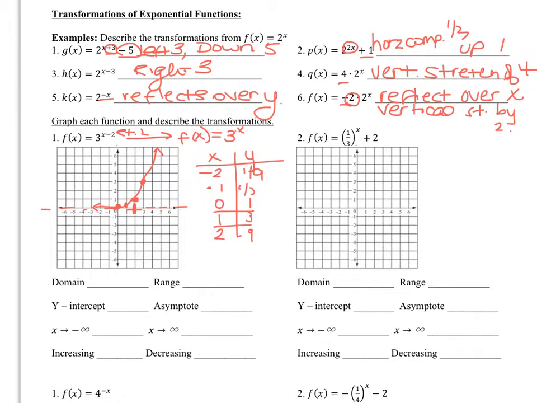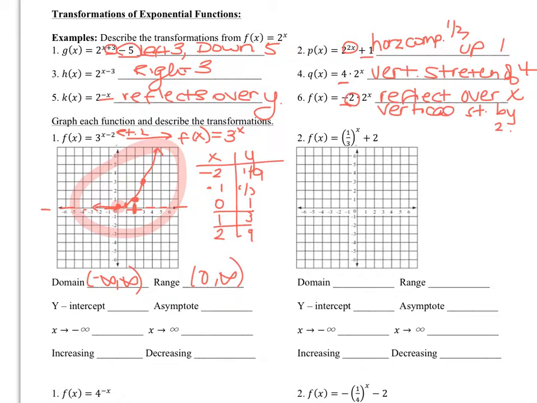So now I want to go ahead and fill out this bottom information. The domain is -infinity to +infinity. My range is 0 to infinity. My y-intercept. So now looking at this actual function, I want to find what that y-intercept is right there.